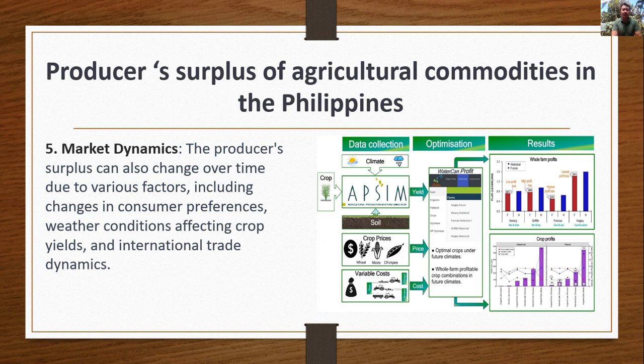Next, class, is market dynamics. So the producer surplus can also change over time due to various factors, including changes in consumer preferences, weather conditions affecting crop yields, and international trade dynamics.